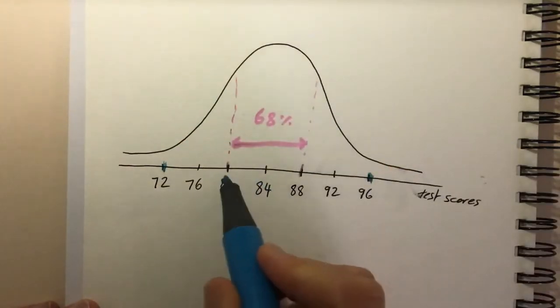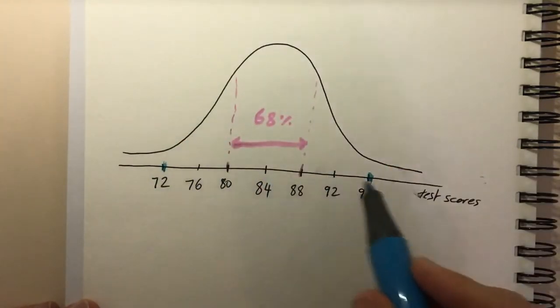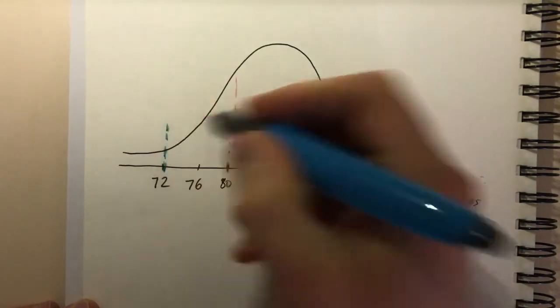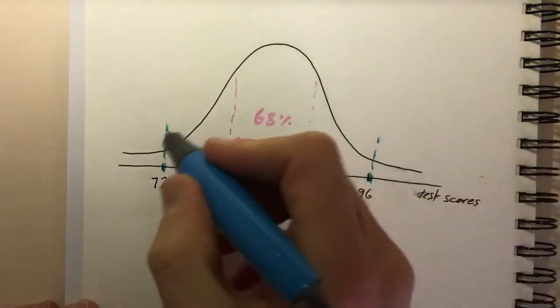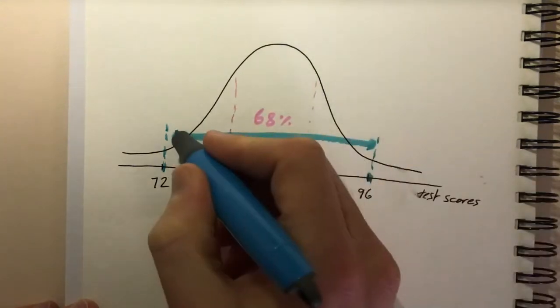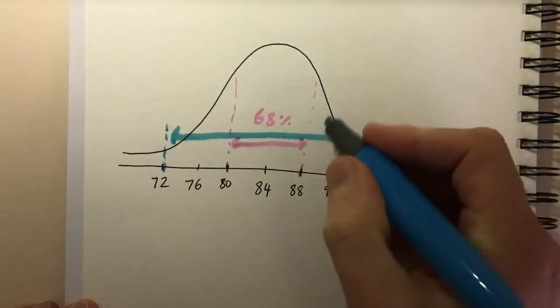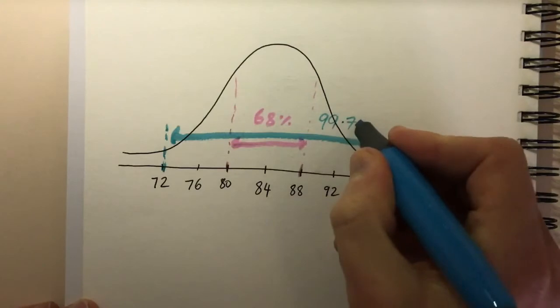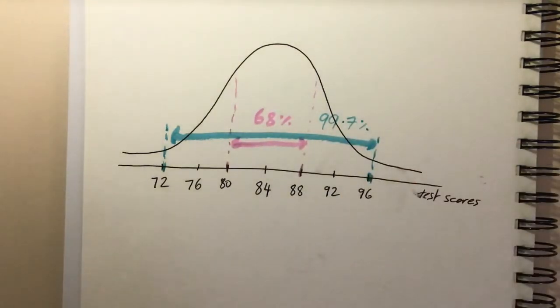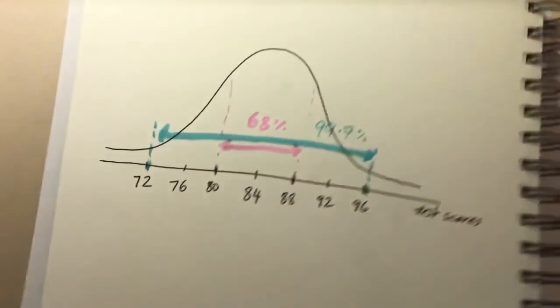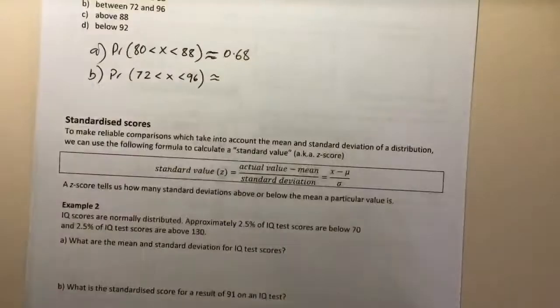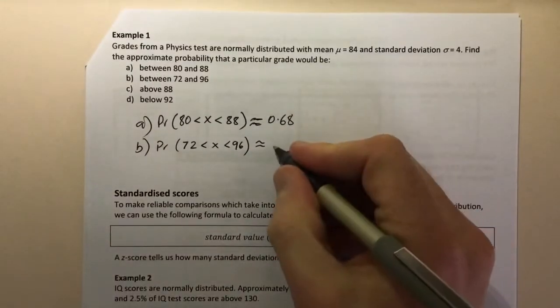You can see that that's 1, 2, 3 standard deviations below the mean and 1, 2, 3 standard deviations above the mean. And our rule says that when you go 3 standard deviations either side of the mean, that should give you 99.7% of the distribution. And so the probability there would be 99.7% or 0.997.